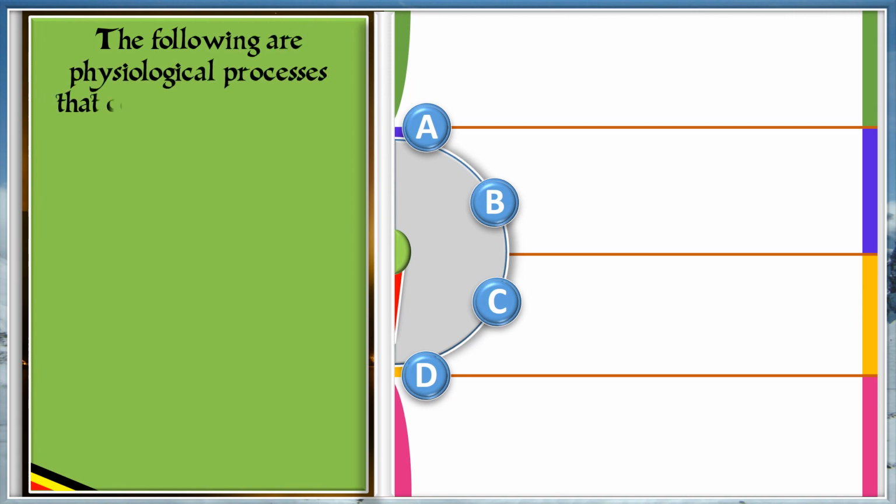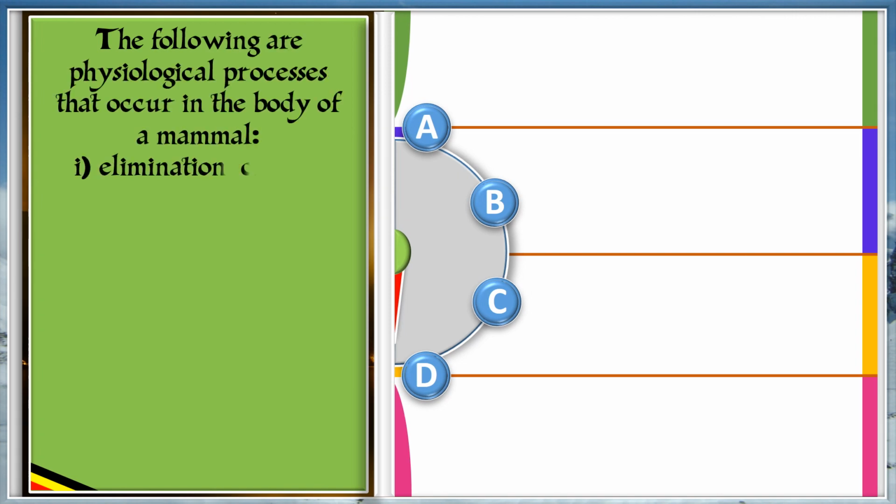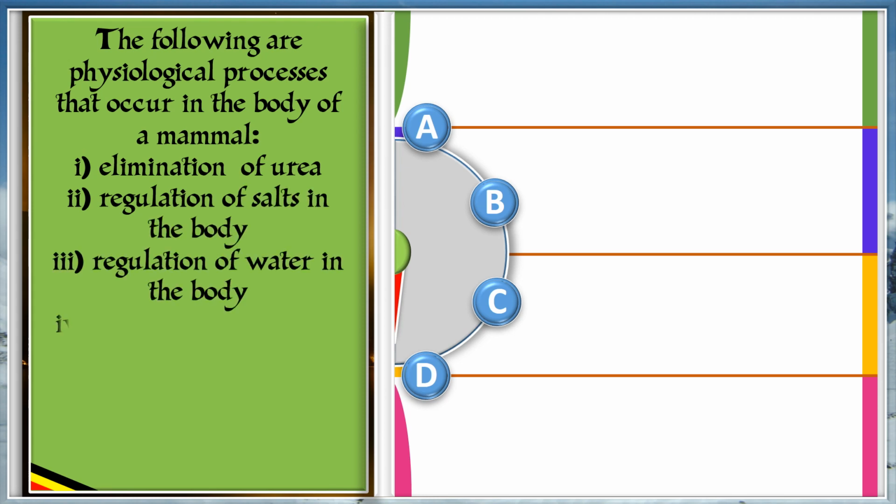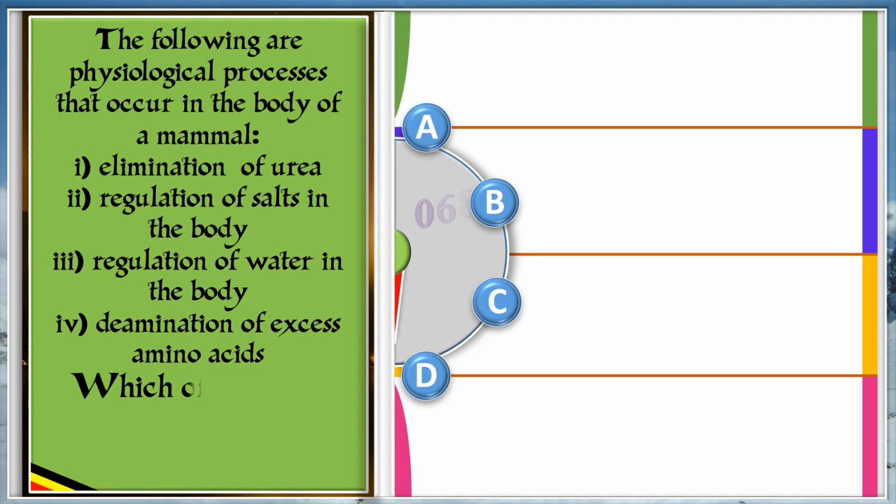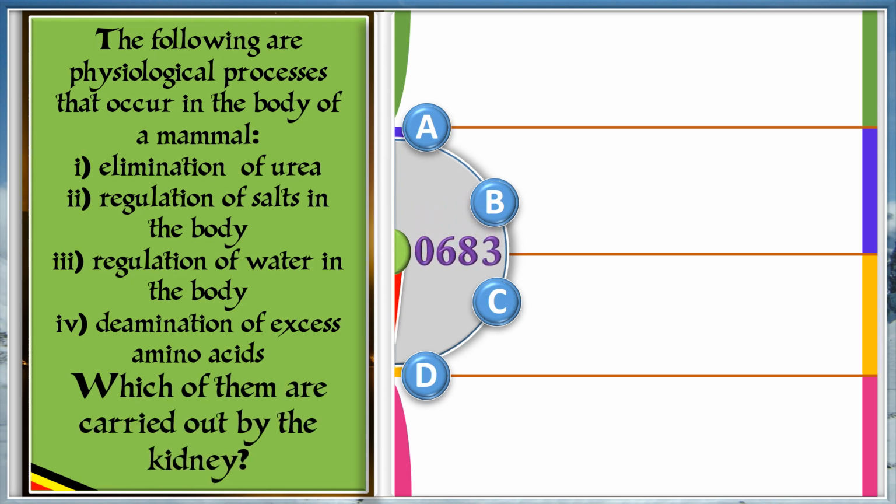The following are physiological processes that occur in the body of a mammal. 1. Elimination of urea. 2. Regulation of salt in the body. 3. Regulation of water in the body. 4. Deamination of excess amino acids. Which of them are carried out by the kidney?